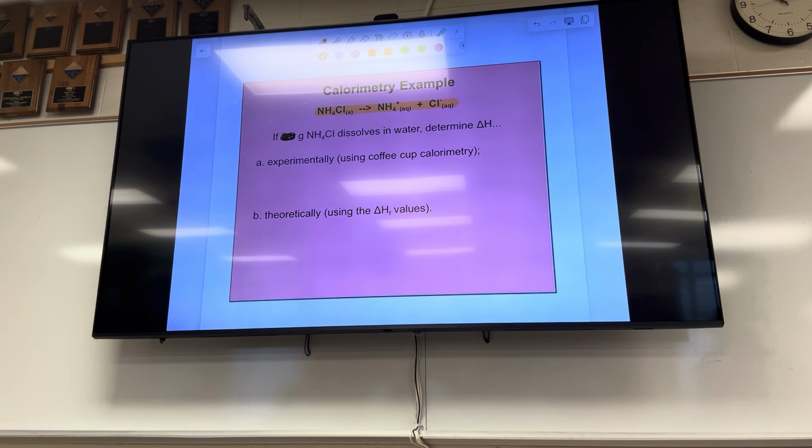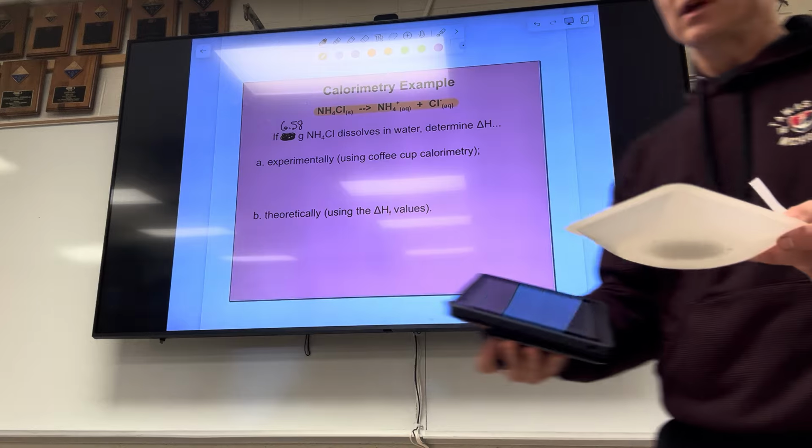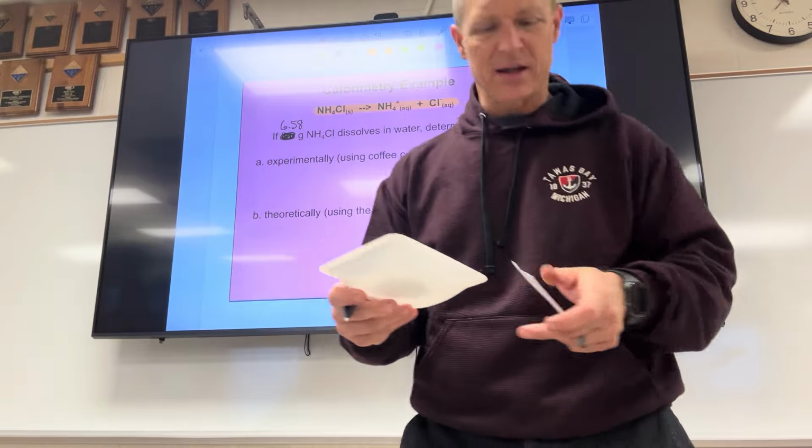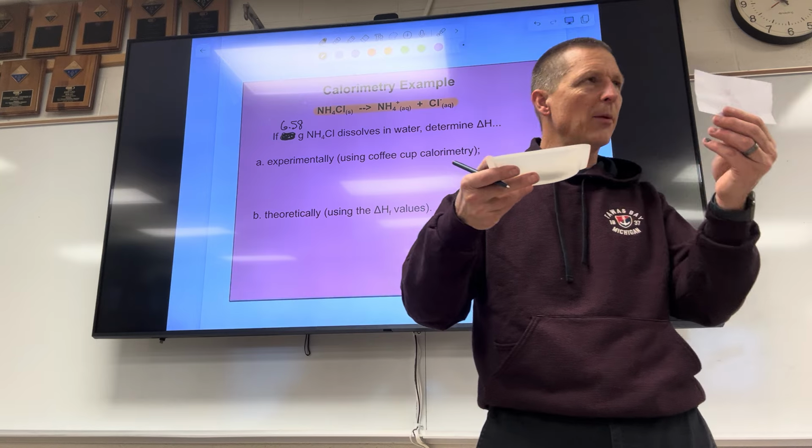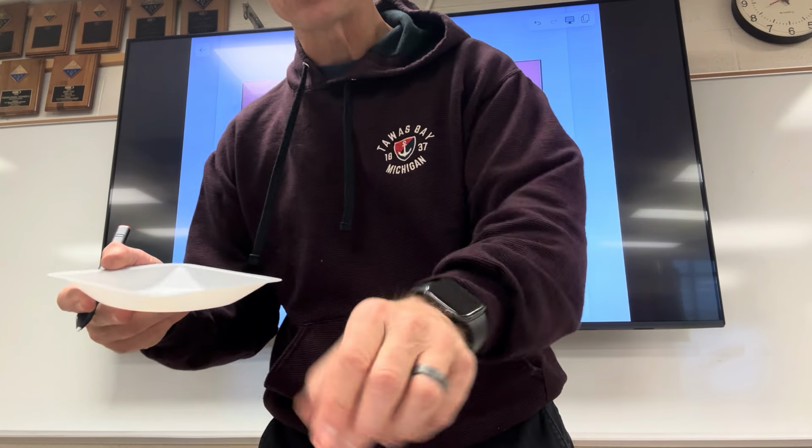I've got samples in the back. We're going to use 6.58 grams. I'll bring it up to the front. Okay, so yeah, we measured these out yesterday and I wrote down on each tray how much ammonium chloride was in there. It's 6.58 grams.